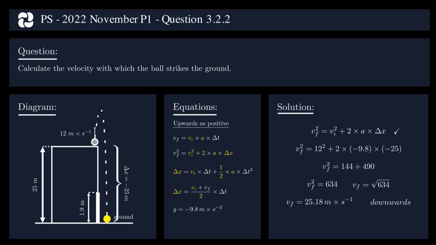1 mark has been allocated for the formula, 1 mark for the correct substitution, and 1 mark for the correct answer. For vector quantities, usually 1 mark has been allocated for specifying their direction.